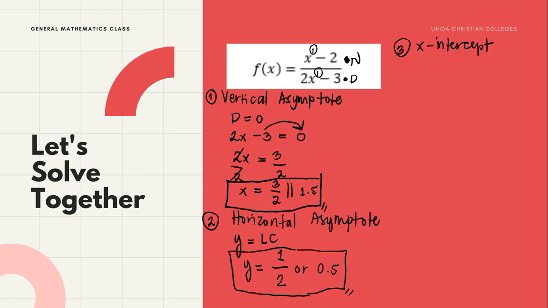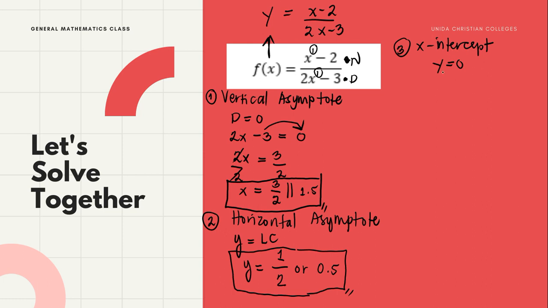Okay, so X-intercept, ano po ang sabi doon? We will let our y be equal to 0. So, ano po ba ang y natin dito? Yung given po natin na function, which is yung f of x, we will change that to y is equal to x minus 2 over 2x minus 3.